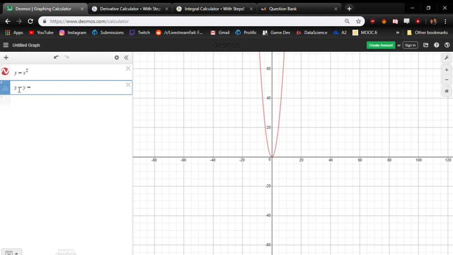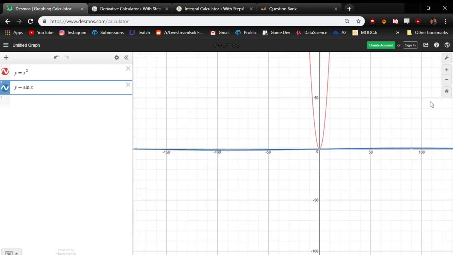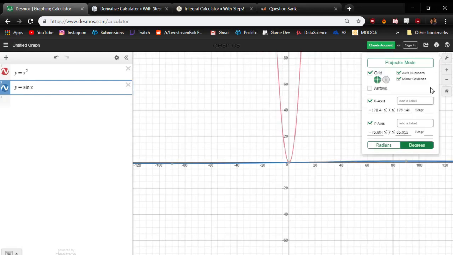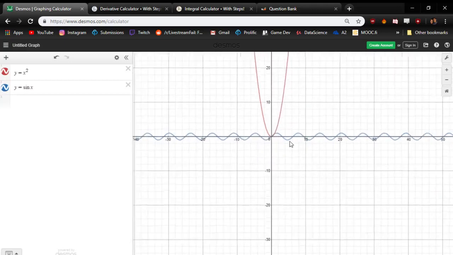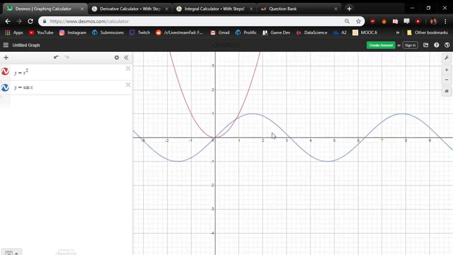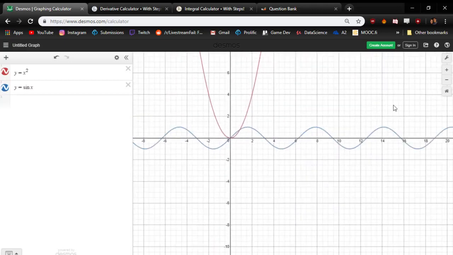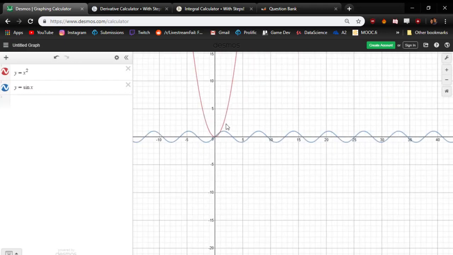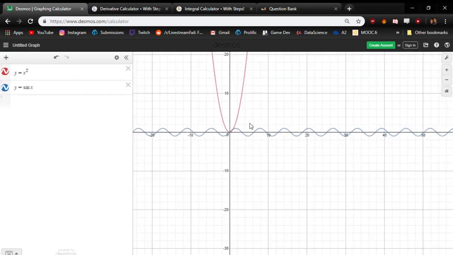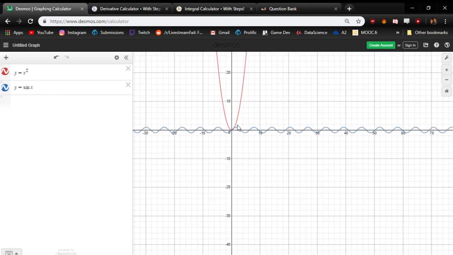So let's do y equals sine x. Oh, it's messed up, and the reason is because of radians, but basically it's like this, you see, and it draws it. It's very useful.